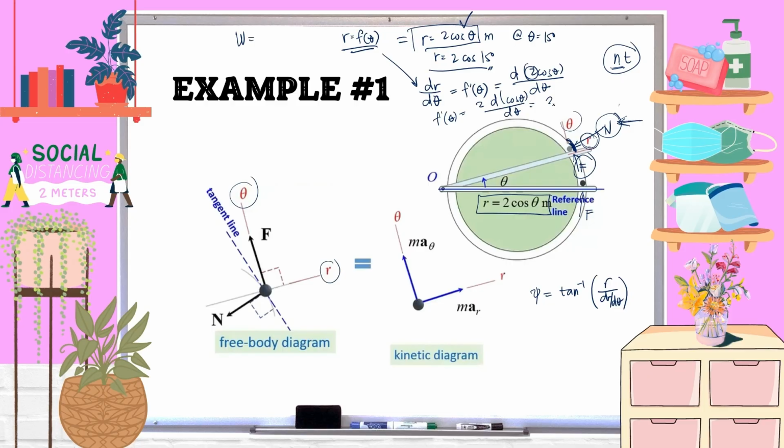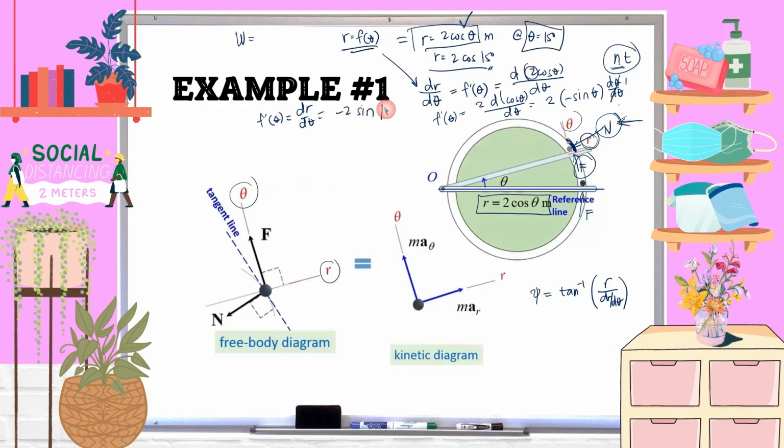So that would be 2. The derivative of cosine is negative sine theta. Take note, d theta over d theta cancels out as 1. So we will now have the first derivative of the function of theta, which is dr over d theta. That would be negative 2 sine at angle 15 degrees.